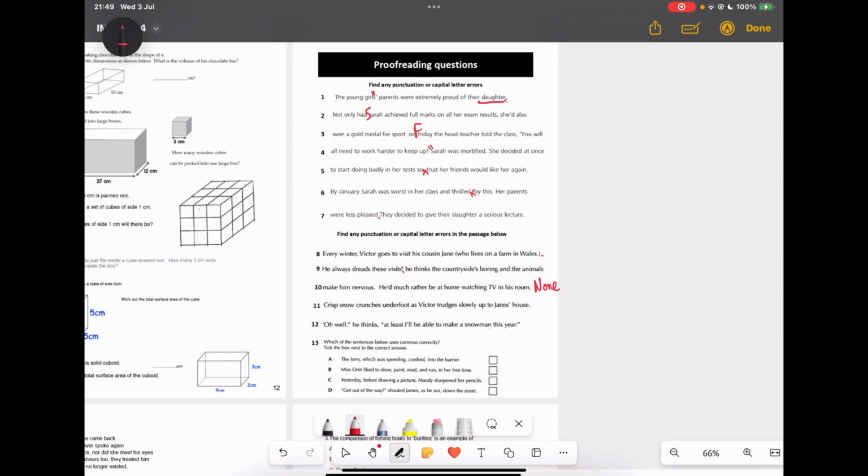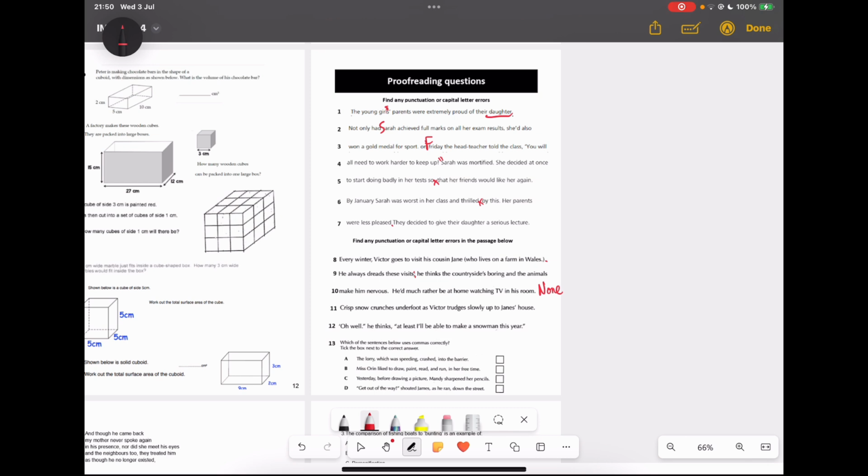And then 11. Crisp snow crunches underfoot as Victor trudges slowly to James's house. So this one, the apostrophe should be after the E rather than after the S. Jane's house. So rather than there being James's house, James is not a plural, you're just saying Jane's house.